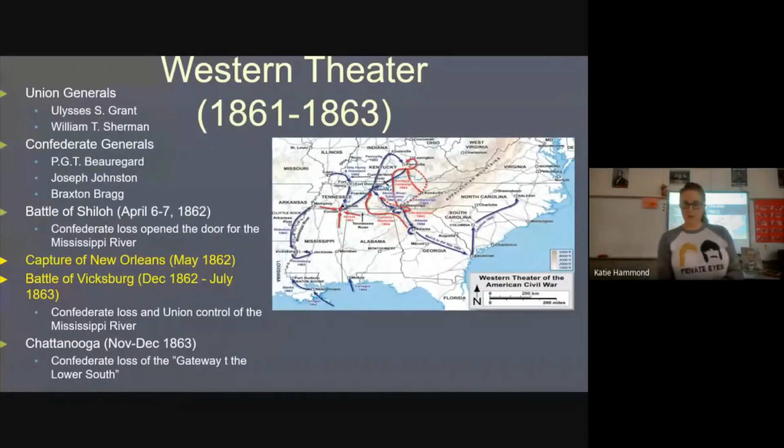So we also talked about the Western Theater already. Remember, the Army of the West, Grant is in charge. Who's second in command? William Sherman. Okay, we talked about the Battle of Shiloh, which is in Tennessee. It kind of opens the door for getting really close to the Mississippi River. You have the capture of New Orleans, which is the first time the Union has some part of the Mississippi River. Okay.